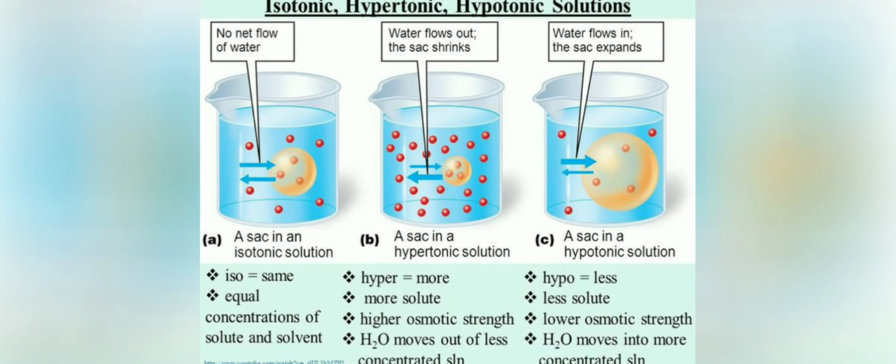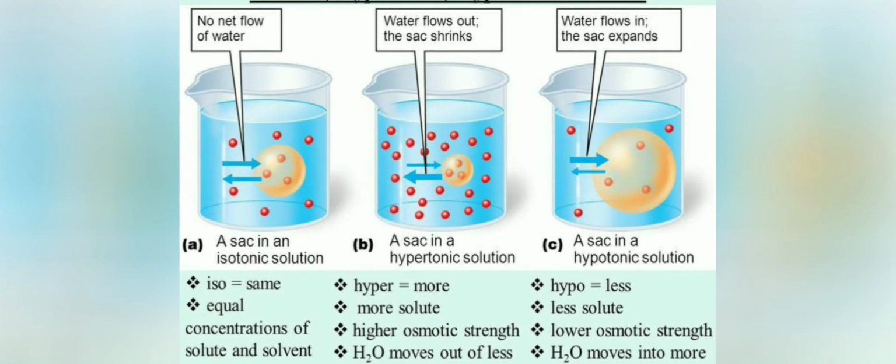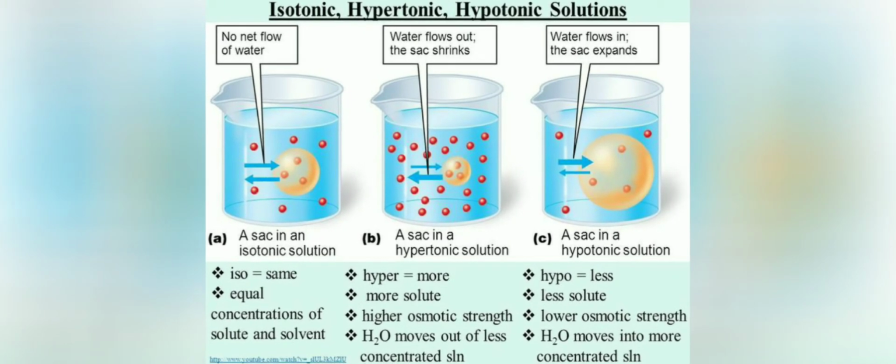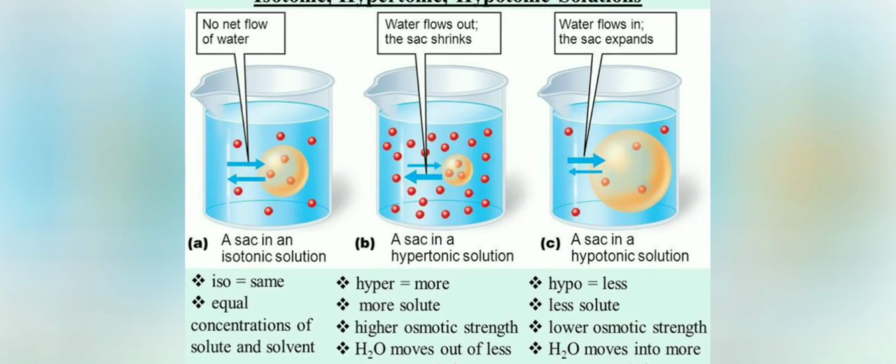So here water crosses the cell membrane in both the directions, but this time more water leaves the cell than enters it. Therefore, what will happen to the cell? The cell will shrink. The size of the cell will be smaller.